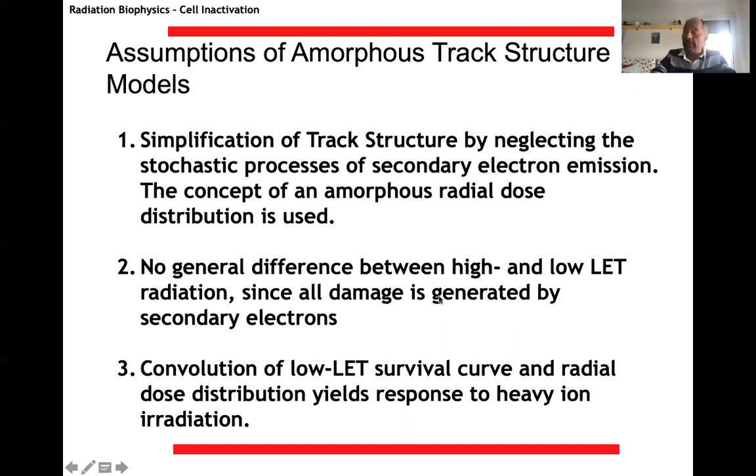You also assume that everything is due to electrons. So from the cell point of view, it doesn't matter if it is an ion or a gamma ray. It only matters the local dose. And for the biology, you want to use the X-ray data. So you don't include the biology in the model because you take the survival curve, the alpha-beta ratio, from the X-ray data.